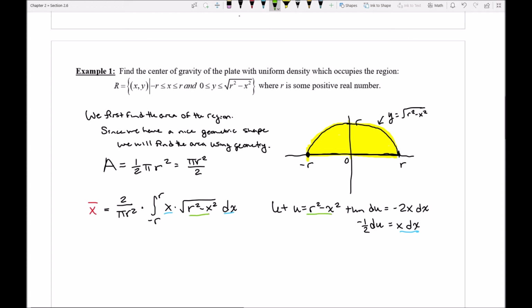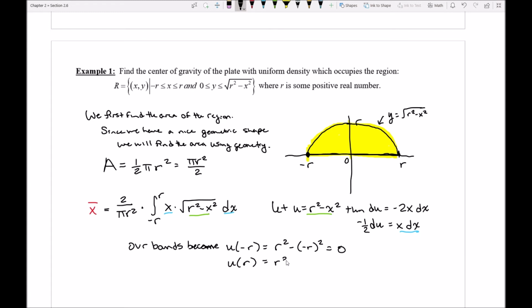The only other thing that I'll also need to replace is our bounds. So let me go ahead and write that here. Say that our bounds become, let's see, I would take negative r, and I would plug that into my u formula to change it over. That's going to get me r squared minus a negative r squared, but that's just going to be r squared minus r squared, and so my new lower bound is going to be 0.